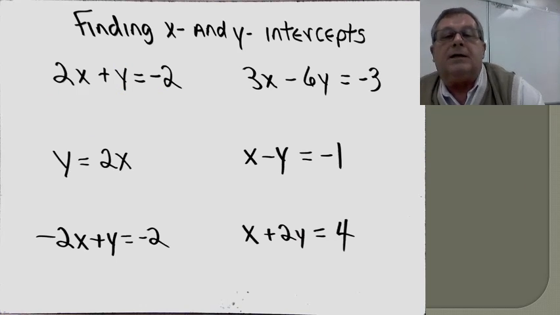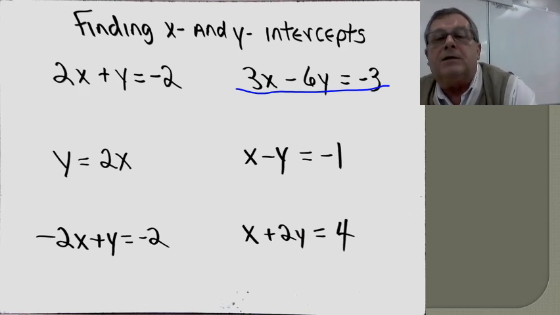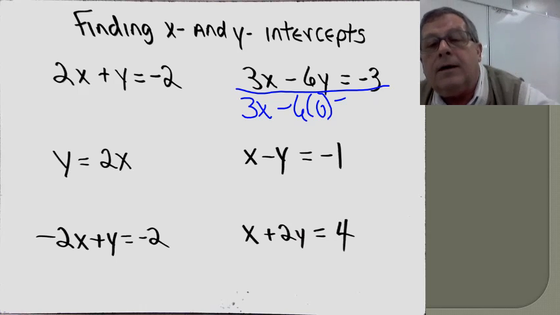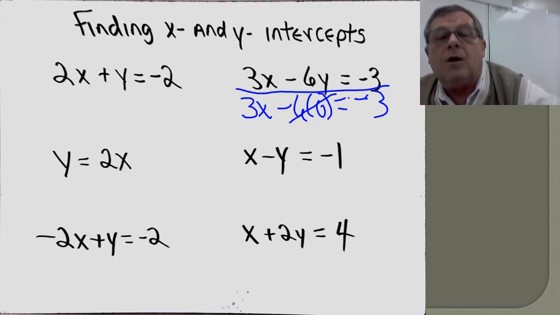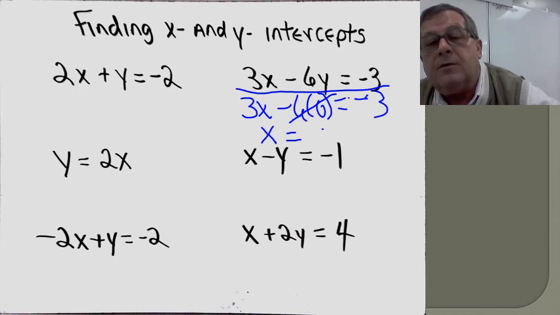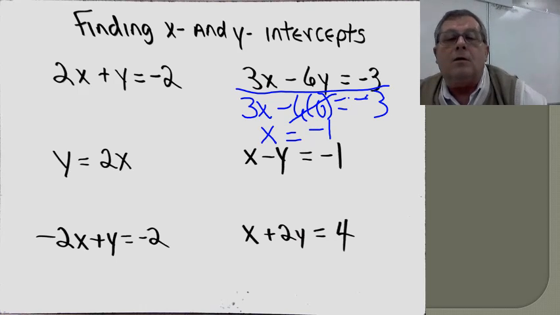Now, let's look at this second equation. We've got 3x minus 6y equals minus 3. All right, we're going to try to find the x-intercept. Let's do that one first. Well, I set y equal to 0, so I've got 3x minus 6 times 0 equals minus 3. Well, 6 times 0 is just 0. I've got 3x equals minus 3. I divide both sides by 3, and x is going to equal minus 3 divided by 3, which gives me minus 1.